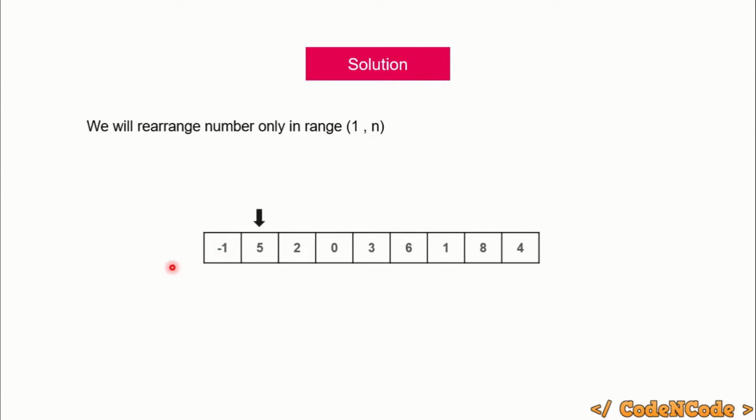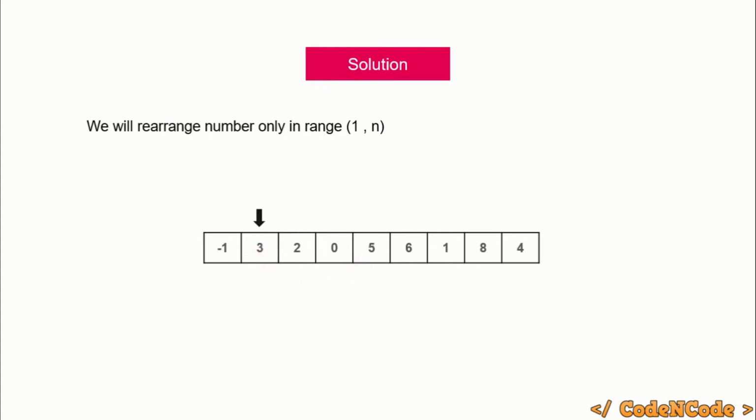So our i pointer will simply move on. Basically we are running a loop from 0 to n, because we are working with a 0-based index system. So we move on from here to here. Now we see that 5 is in the range from 1 to n, which is 9, clearly. So we will see whether this is in its correct position or not. The correct position for 5 is index 4. At index 4 we have 3, so we'll simply swap these two.